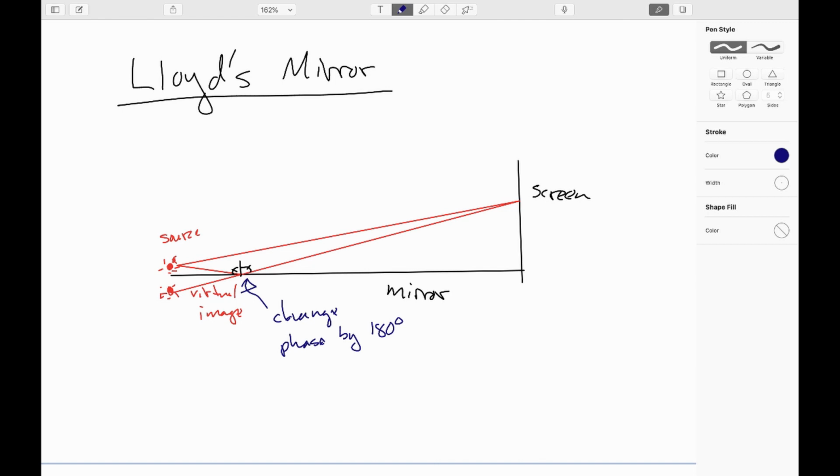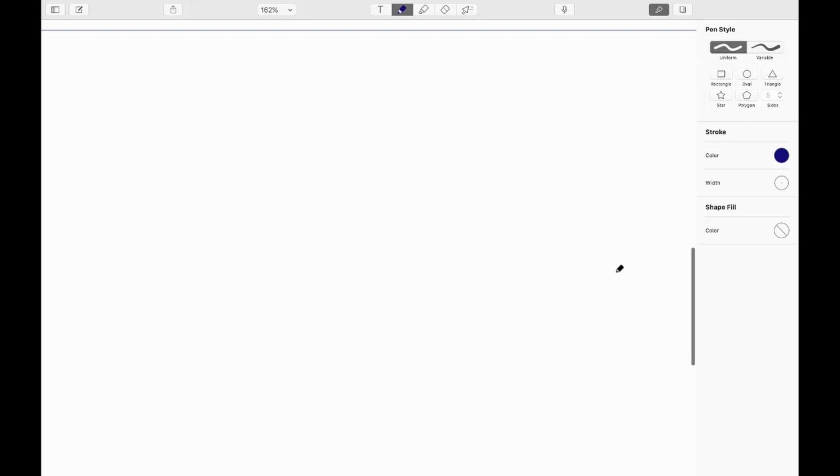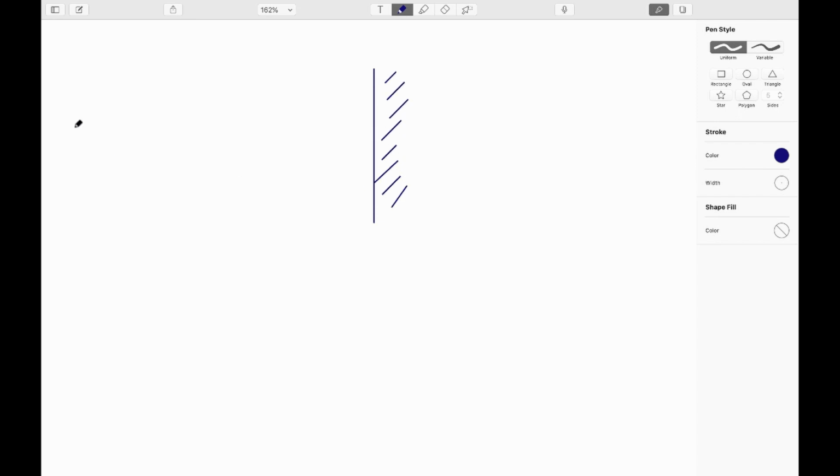You've seen this sort of thing before. If we think back to a mechanical wave, let's say I have a surface here, a nice firm surface like this. I have a string, and I send a pulse down the string like so. When it reflects back, that pulse reflects back upside down.